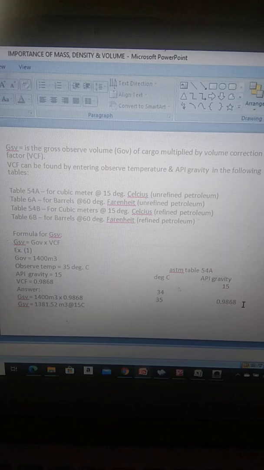On board ships, this is almost similar. So we have a VCF of 0.9868. Now GSV equals 1,400 cubic meters times 0.9868. So we have GSV equals 1381.52 cubic meters at 15 degrees centigrade. Sometimes they also call it net cubic meters. 1381.52 cubic meters at 15 degrees centigrade.